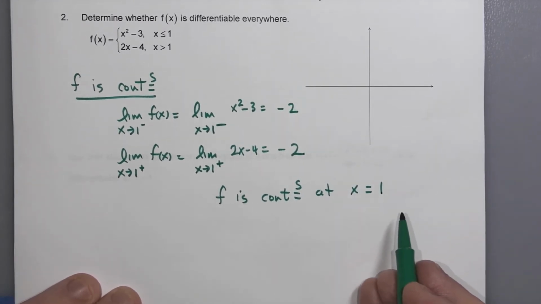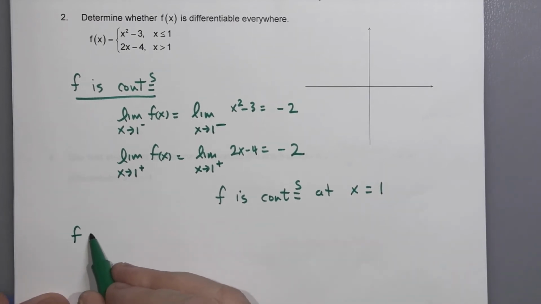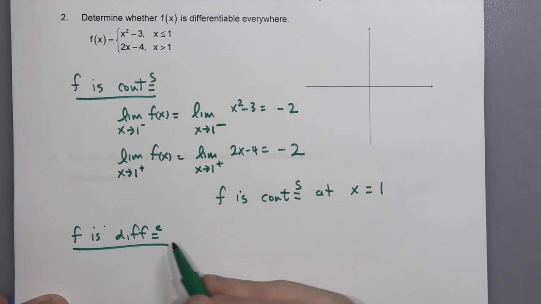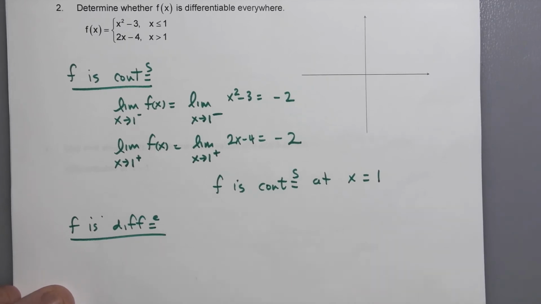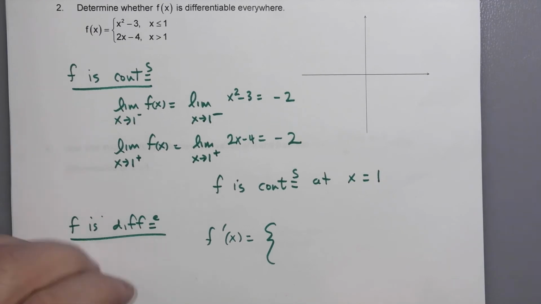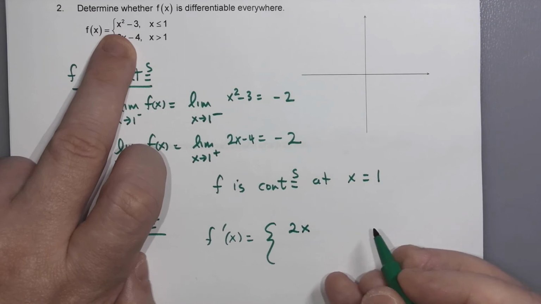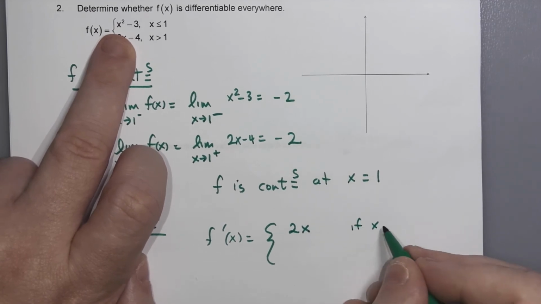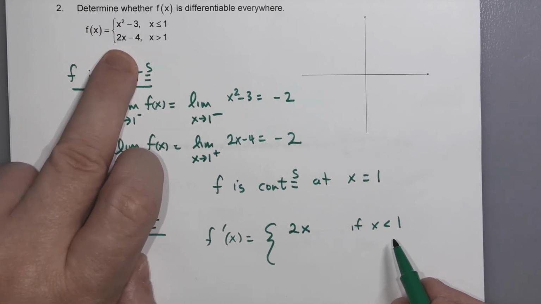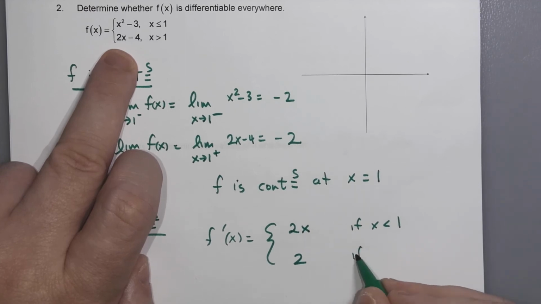If it weren't continuous, you're done. Differentiability cannot happen. Second part of the process then, let's check to see if f is differentiable at that point. So to check f is differentiable, f prime of x, the derivative, is going to be the derivative of x squared minus 3, which is 2x, on the interval when x is less than 1, not less than or equal to, but less than 1. And then it's going to be the derivative of 2x minus 4, which is 2, if x is bigger than 1.